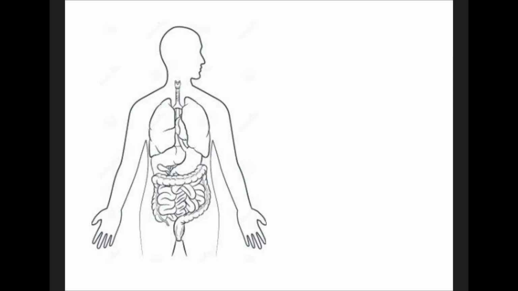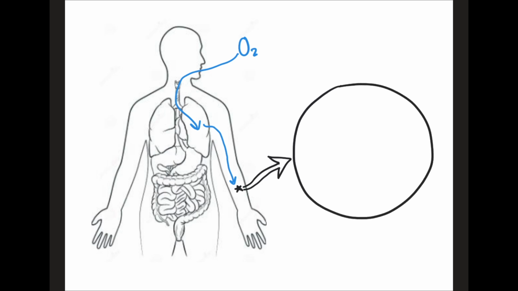Okay, so let's actually walk through all of cellular respiration, including all the steps. So we know that oxygen gas goes into the lungs and it's going to be brought to cells throughout the body. So let's focus in on a cell just in the arm, okay? So if we zoom in, here's our cell. Our bloodstream is going to help bring that oxygen to cells throughout our body. So oxygen arrives at the cell.